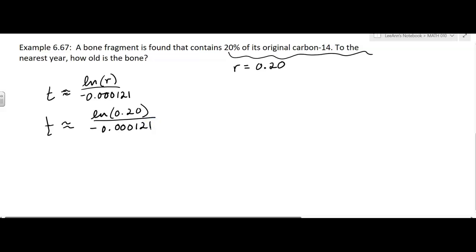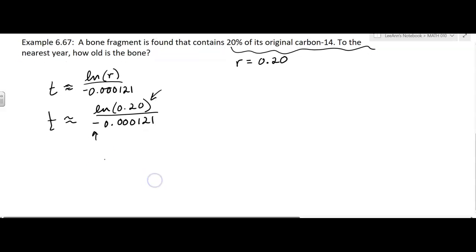So a couple things to be careful of when we're putting this in our calculator. First of all, you have to make sure you use natural log, and then it's going to open that parenthesis. You're going to put in 0.20, close that parenthesis, make sure you get that second parenthesis in, then divided by, and then you want to make sure it's negative. So you use your negative symbol, or you can remember that it's negative, and then just make sure you put in the right number of zeros, 0.000121.